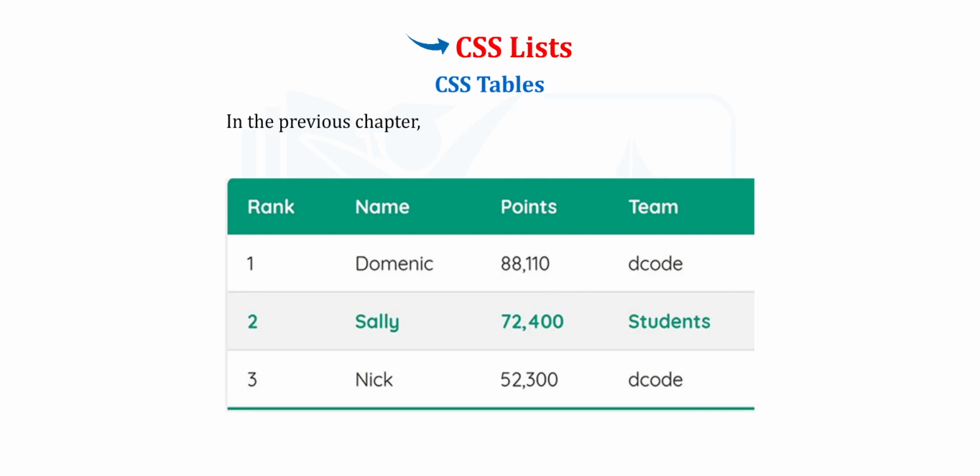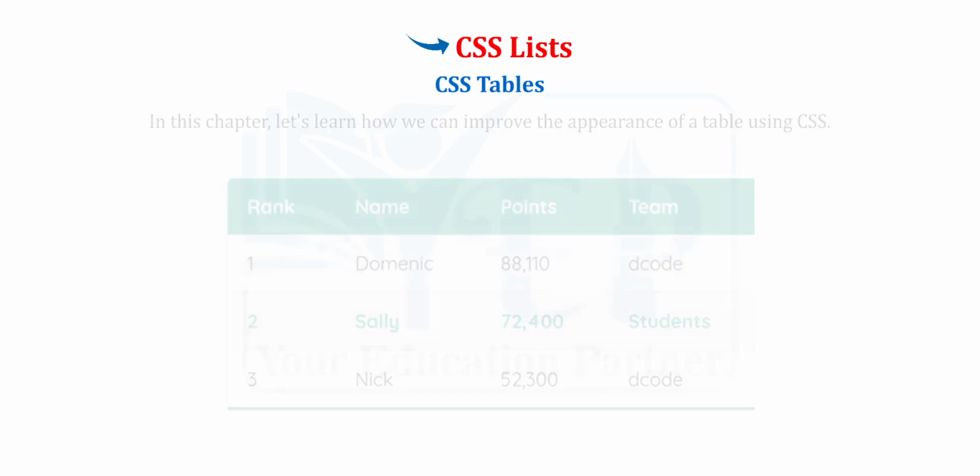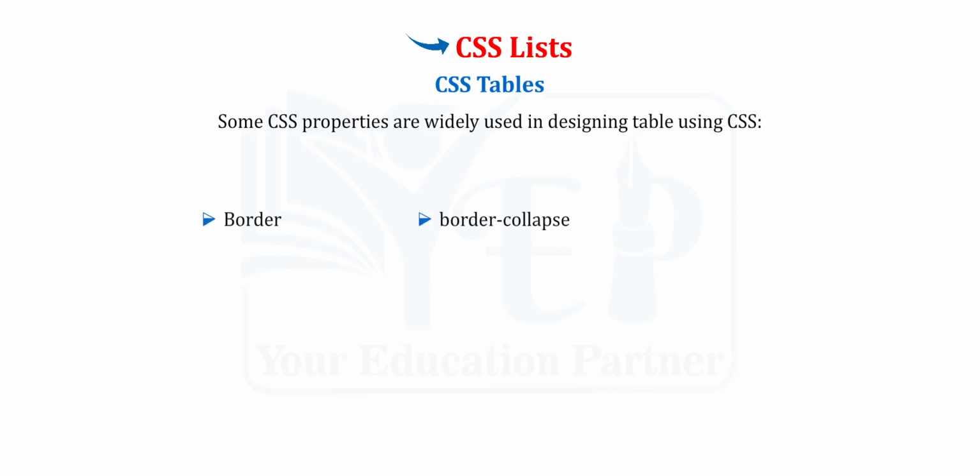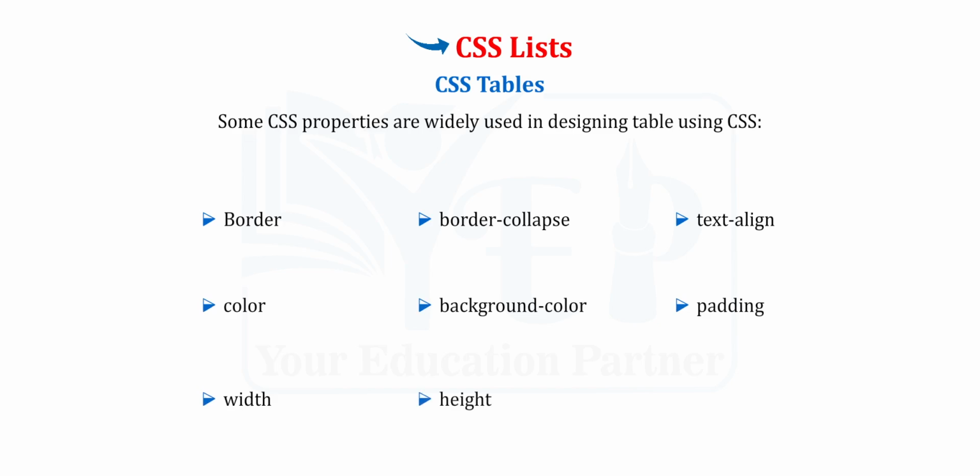CSS tables. Tables help us present the data in an organized form. In the previous chapter, we learned how to create tables in HTML. In this chapter, let's learn how we can improve the appearance of a table using CSS. Some CSS properties are widely used in designing tables using CSS. Border, border collapse, text align, color, background color, padding, width, height.